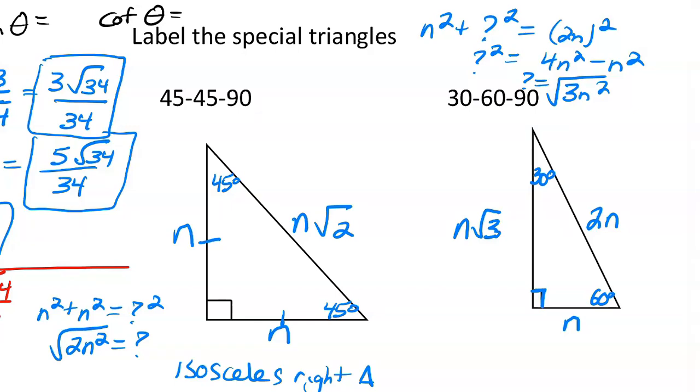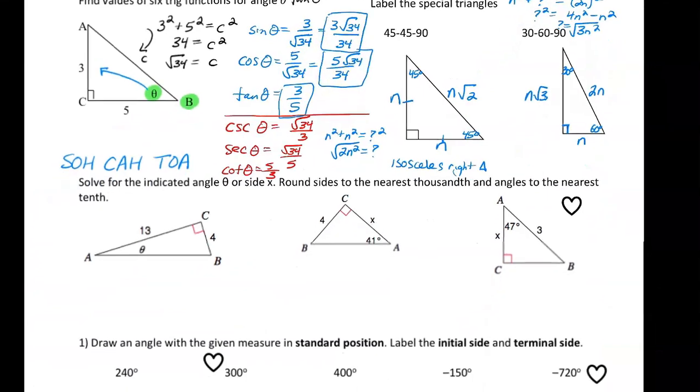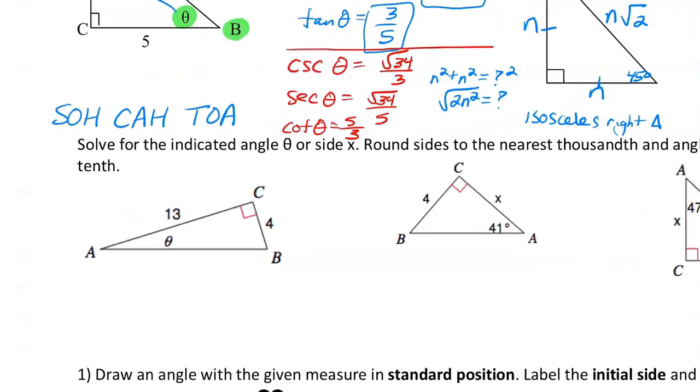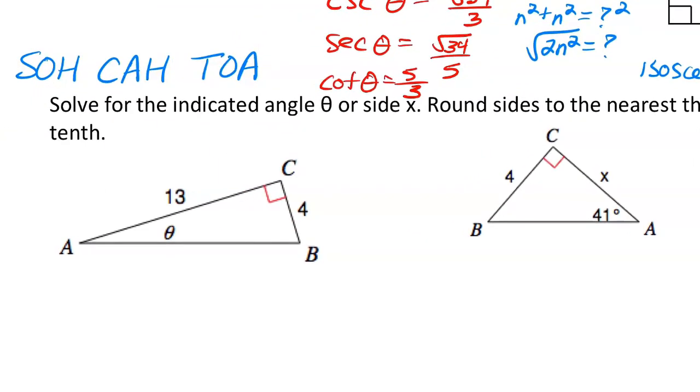So that's a little bit of review of some things that you've seen before. And then lastly, I'd like to do a review on actually using these trig ratios to find some things. So in the first question, we're looking to solve for the angle theta, which is right in here. We're given this 4, which is opposite of angle theta. And we're given 13, which is the adjacent side to angle theta.